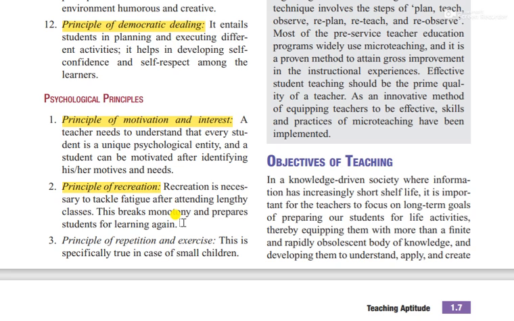For example, we are teaching about the greenhouse effect for the whole class. Now students are asked to tell about the greenhouse effect in their own words. Now they just tell about the greenhouse effect. That's called recreation.